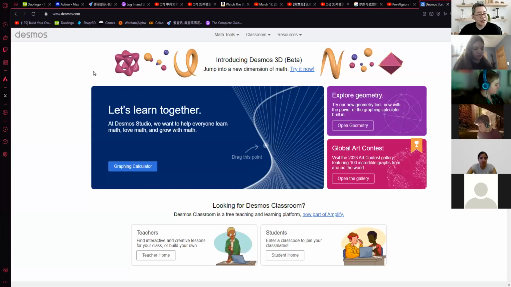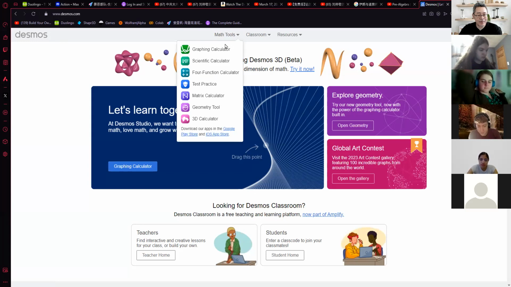Did you say it's called decibels? Desmos. You can see that, D-E-S-M-O-S, right there. You go to the math tools, and under that you can select graphing calculator. And there are other things you can use, like I like their geometric tool. It's pretty good.